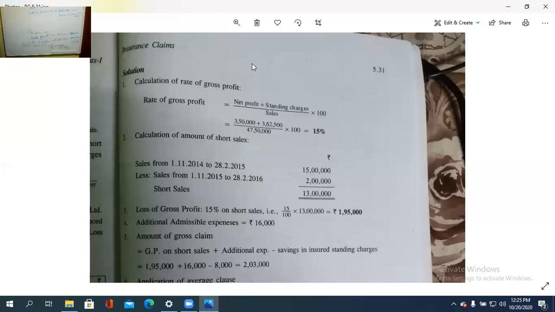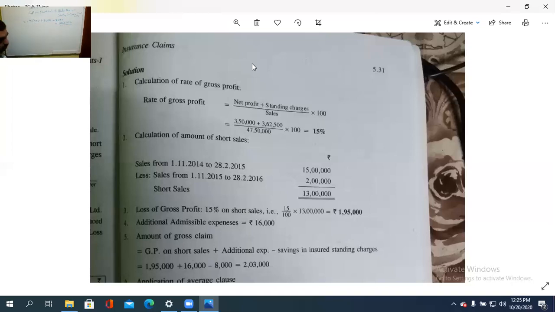GP on short sale is equal to GP into short sale, that is 13 lakh short sale at 15%, 1,95,000. So how it is 1,95,000 plus 16,000 minus 8,000. So it is how much it is? 2,03,000. Clear? 2,03,000. Then finally we need to calculate the claim. This is the final answer.